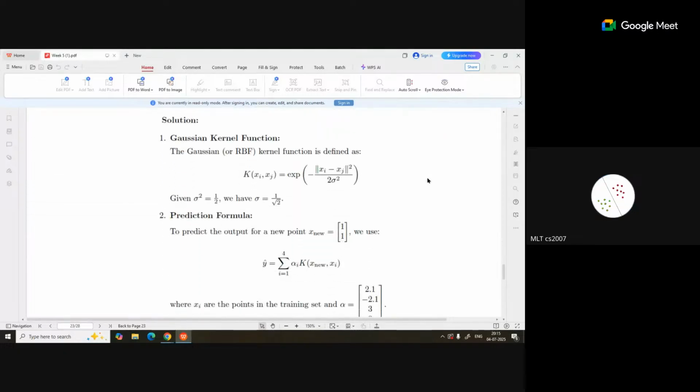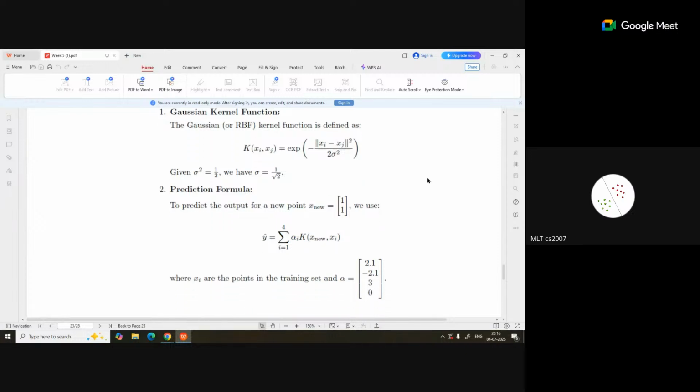So this is the Gaussian kernel, right? Exponential, like e to the power minus (xi minus xj) square upon 2 sigma square. Sigma square is given to me, and sigma you can also easily find out. Anyway, it's the square root of that. And the formula for the prediction is this one, right?